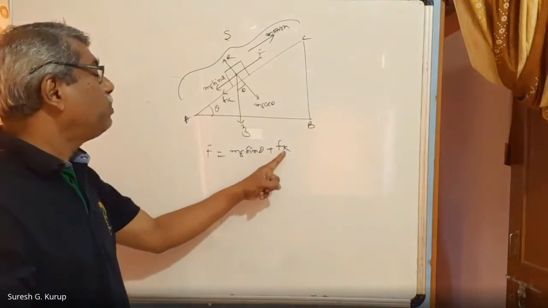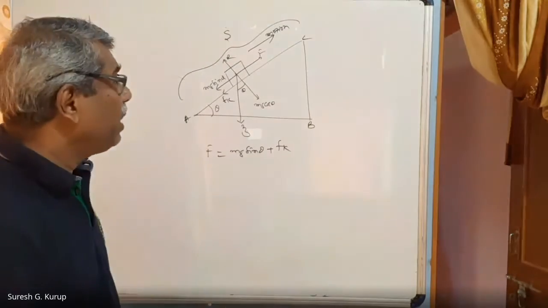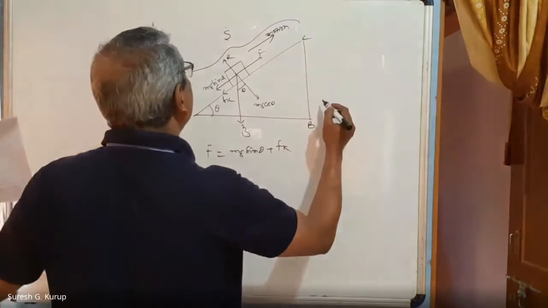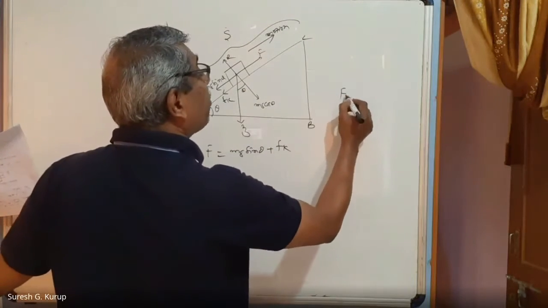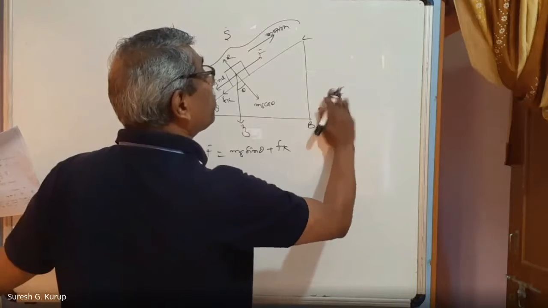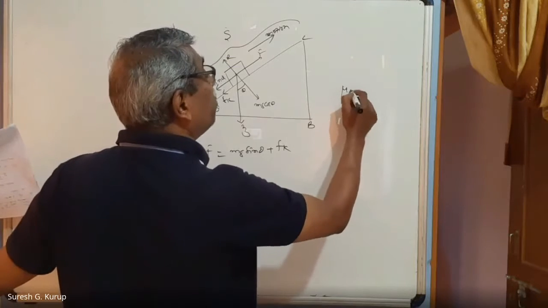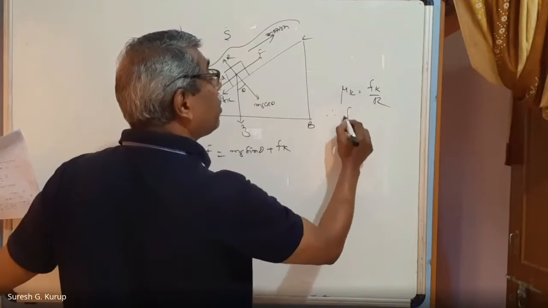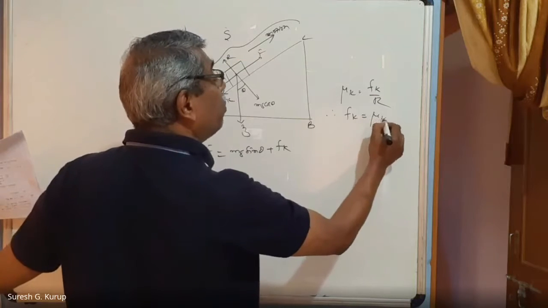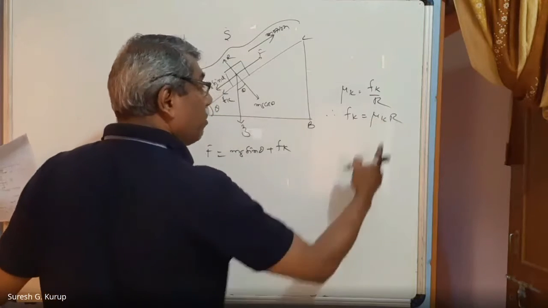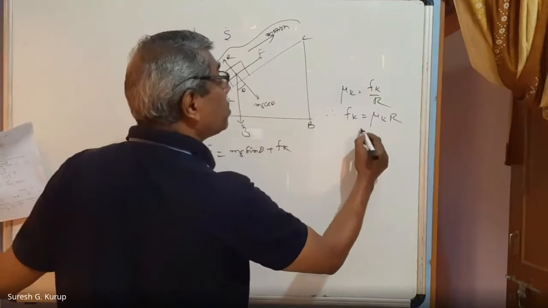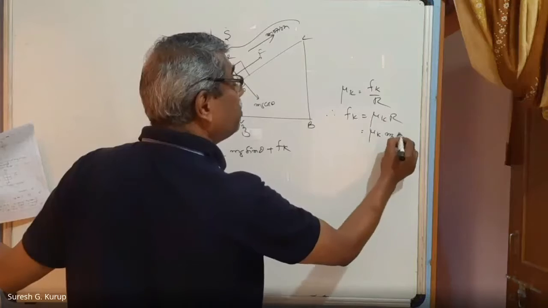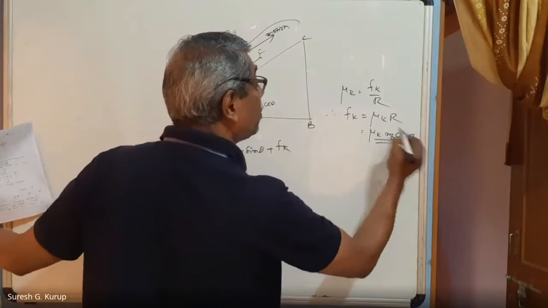mg sin theta plus fk we can write. But fk is equal to, sorry, mu k. Mu k is equal to fk divided by R. Therefore, fk is equal to mu k into R we can write. But R is equal to mg cos theta. Therefore, this is equal to mu k into mg cos theta we can write.